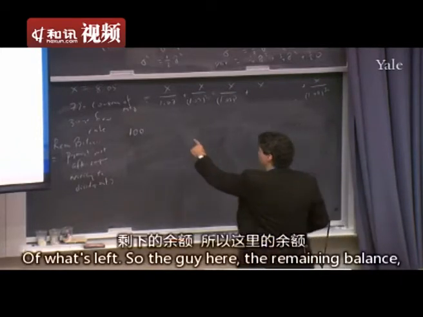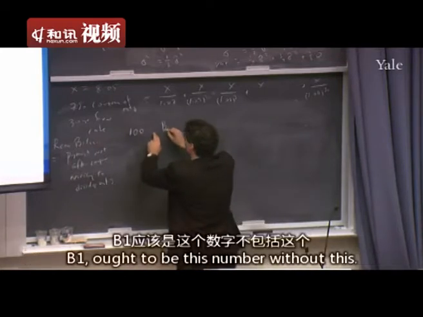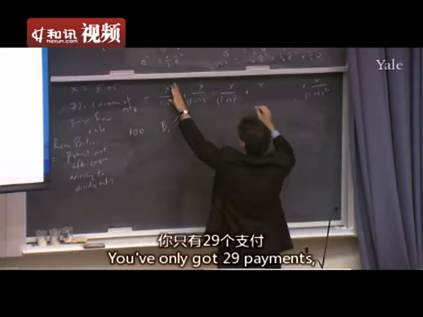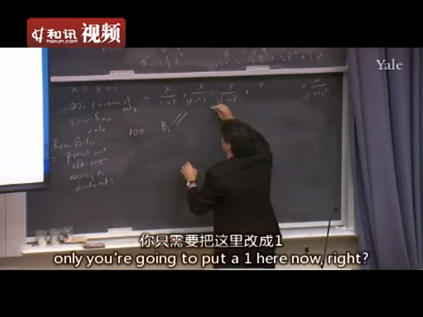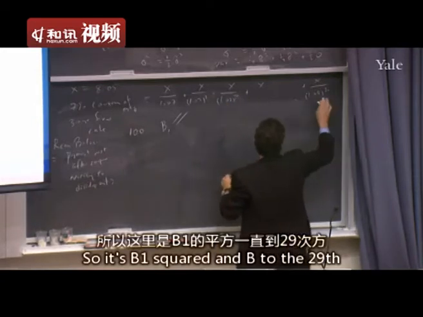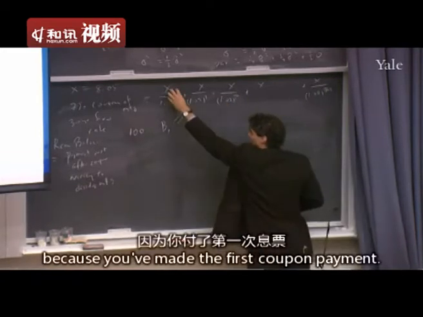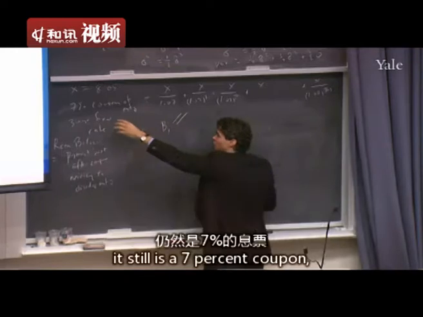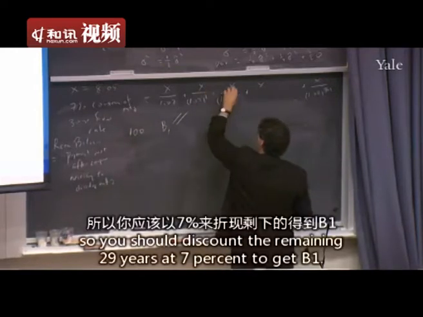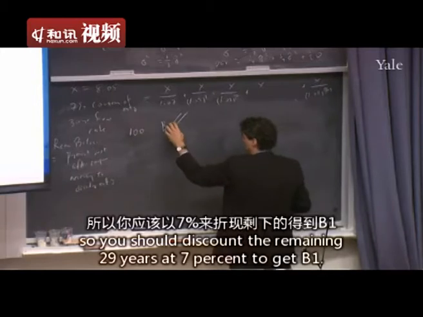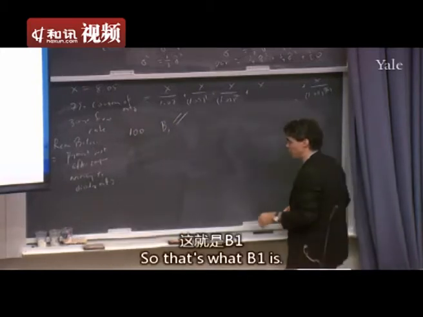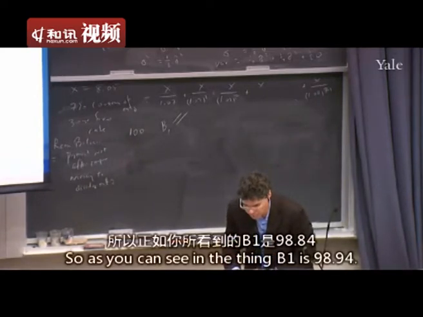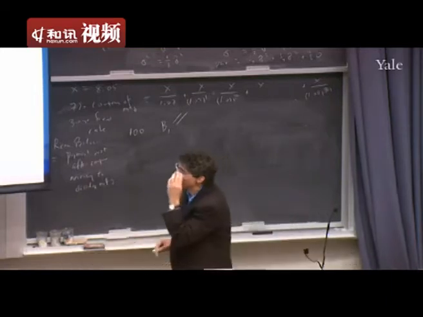The remaining balance, B1, ought to be this number without the first term. So you've only got 29 payments, because you've made the first coupon payment. You've got 29 years left. Assuming the same terms as before, it's still a 7% coupon, so you should discount the remaining 29 years at 7% to get B1. As you can see, B1 is 98.94.